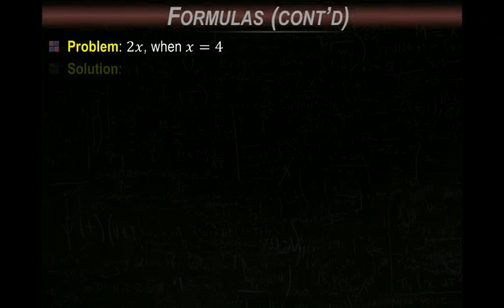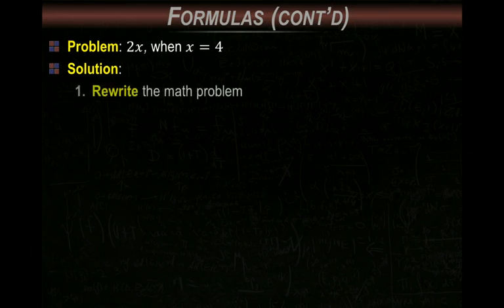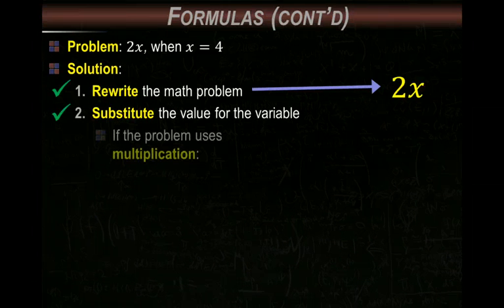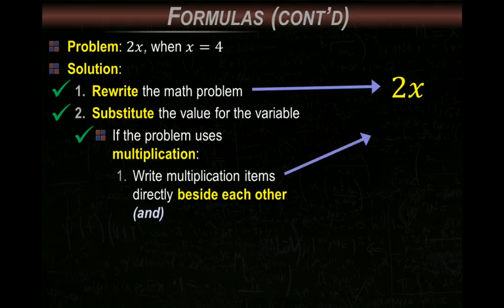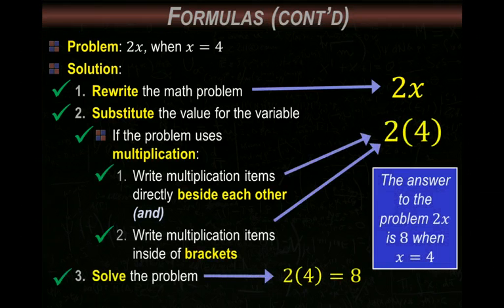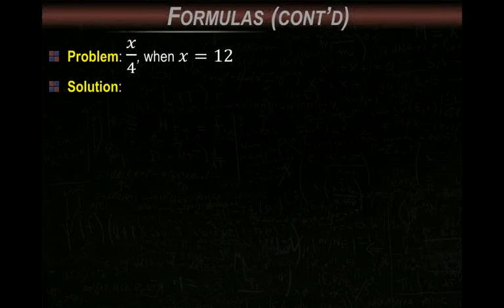Let's do another one. Now it gets a little trickier. 2x when x is 4. So 1, we rewrite the math problem. 2, we substitute in the value. But this one does use multiplication. So when we substitute it in, we're given 2 choices. Write them beside each other, or write them with brackets. So now I get to here. It means 2 times 4. Very often students will give me the answer 6 here because they'll say 2 plus 4. No, it means multiplication. Do we solve it? It's 8, yes.